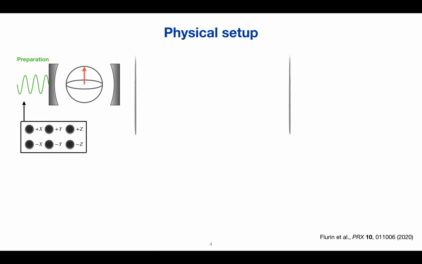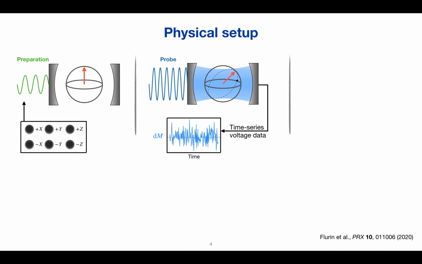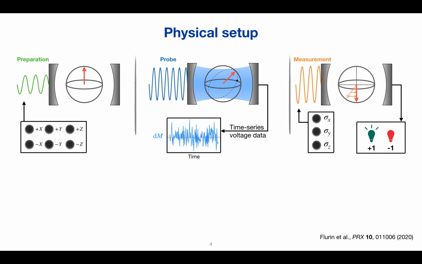So first of all, we prepare the qubit in a given state by applying one of the 6 different preparation pulses. Second, the qubit evolves for a given period of time, and we apply a weak measurement probe in blue that gives us some information about the evolution of the state of the qubit. And this information is the time series voltage data, or dM, in blue. Finally, at the end of the evolution, we apply a strong measurement pulse that collapses the state of the qubit on a given axis to yield either a plus or minus 1.